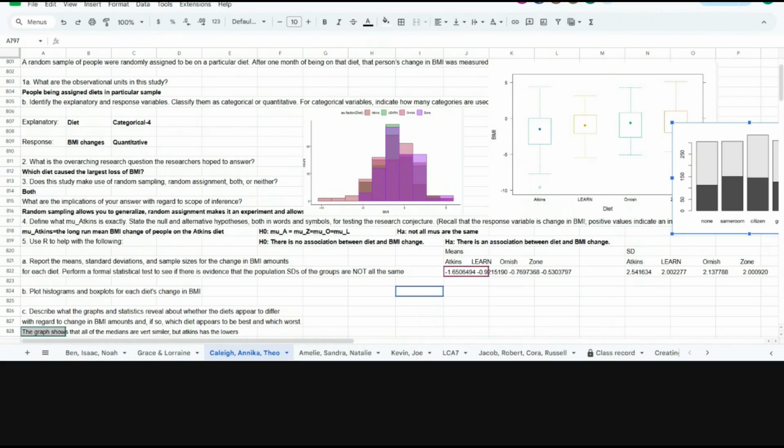Okay. I want to know, did any group perform a formal statistical test to see if there's evidence? The histograms and box plots I've already talked about. Did anyone try that one? Yes, I tried it. Did you? So there was something. That's okay. If you did, let me get it from your page. I'll just paste it here.